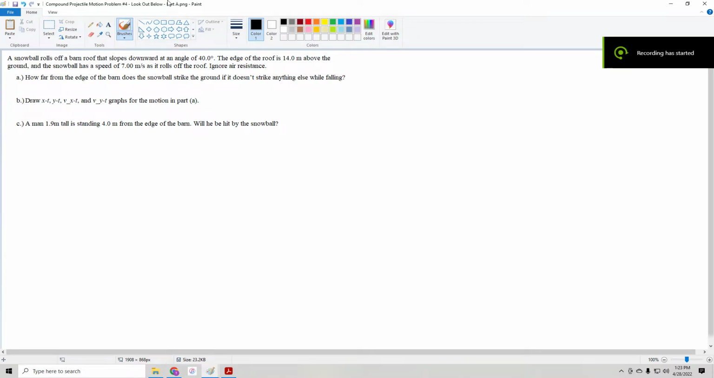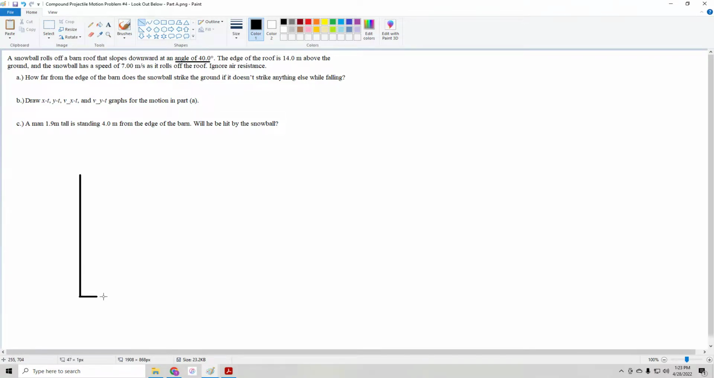Good afternoon, everyone. Here's another compound projectile motion problem that's similar to the approaches that we used in the previous problems. So here we have a snowball that is rolling off of the roof of a barn, and it's sloping downward at an angle of 40 degrees. So let me actually just draw perhaps the edge of this barn here. And we're told that it slopes down at approximately 40 degrees.